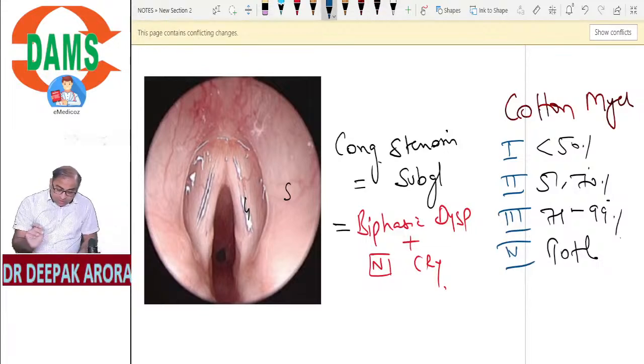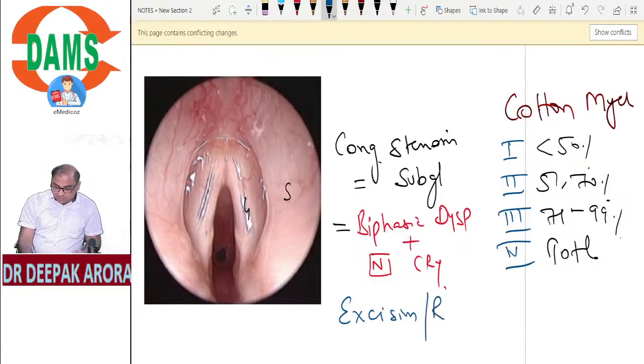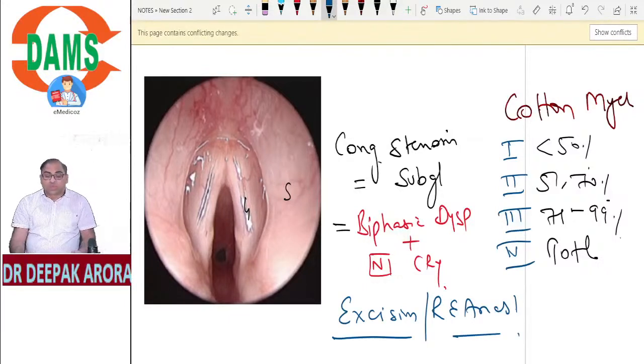Now, what is the treatment? There is a stenotic area, a stenotic segment. So what will we do? I will go for excision and re-anastomosis. Excision and re-anastomosis. Now you people reply.